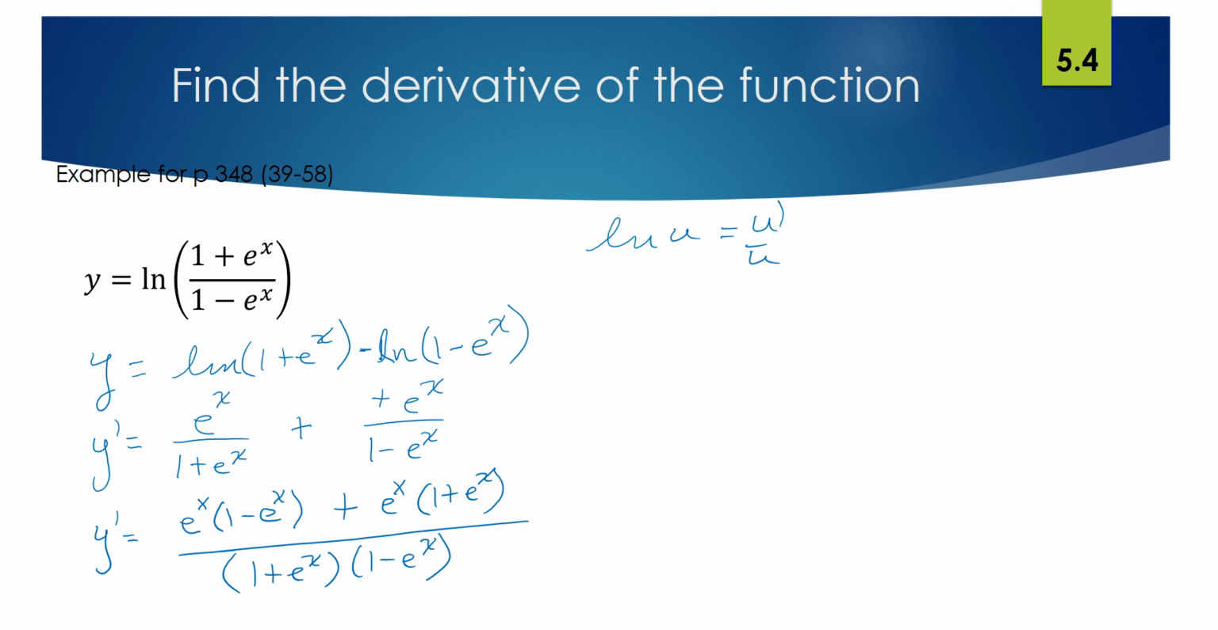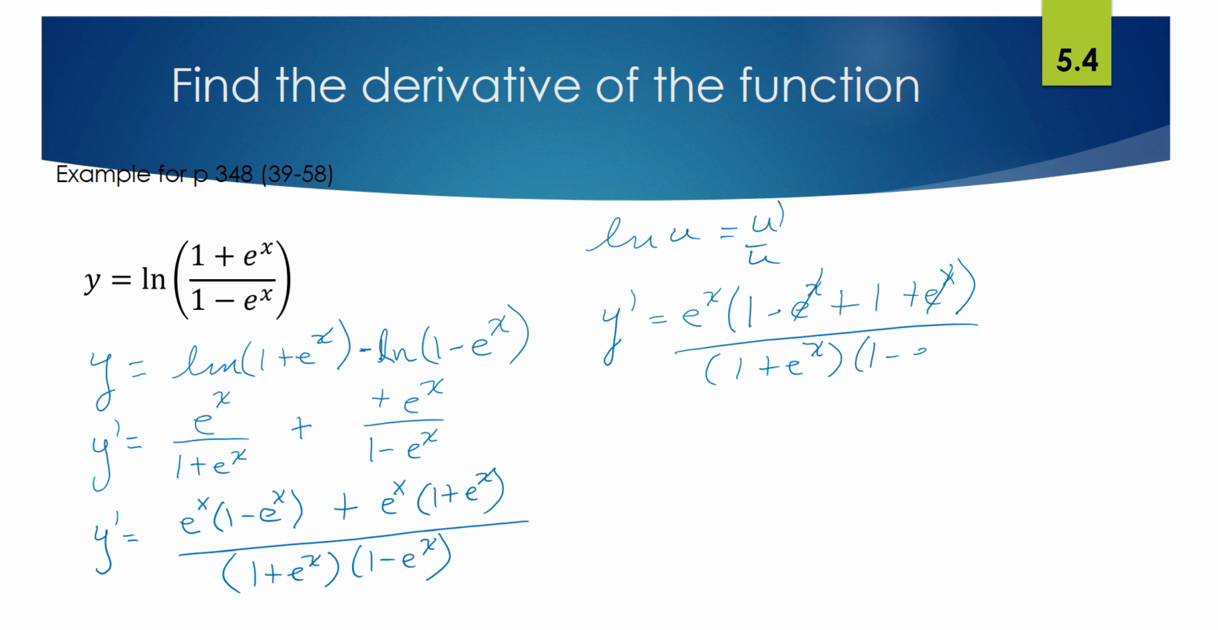Okay, the e to the x is common. I'm going to factor it out. And I'm left with 1 minus e to the x plus 1 plus e to the x. On top, the e to the x's cancel. All over 1 plus e to the x, 1 minus e to the x. And so I've got y prime is equal to 2e to the x over 1 plus e to the x, 1 minus e to the x.